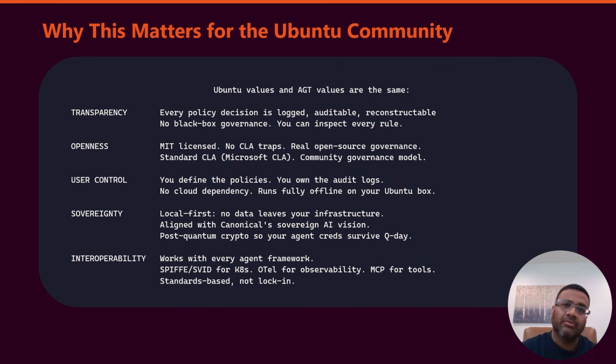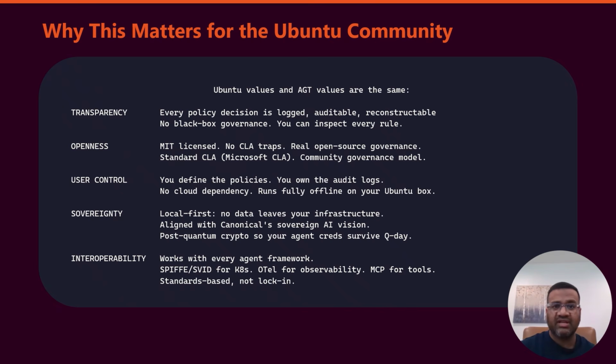I want to take a moment to connect AGT's design principles to what this community cares about deeply. Transparency. Every policy decision AGT makes is logged, auditable, and reconstructible. There is no black box. You can read every policy rule, trace every decision, and verify the audit chain.